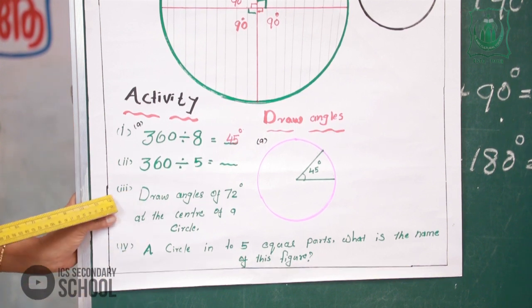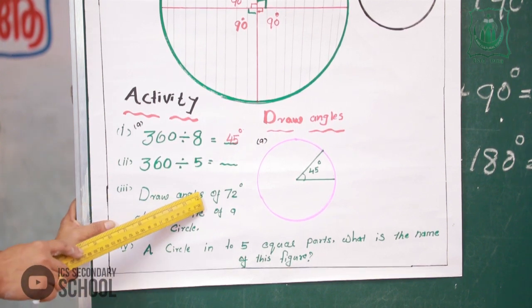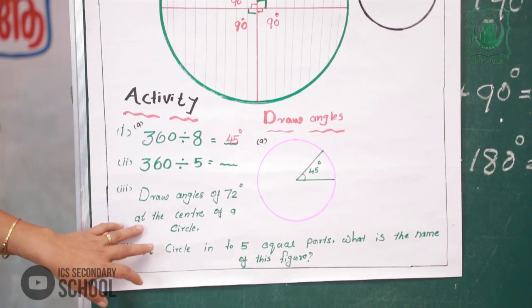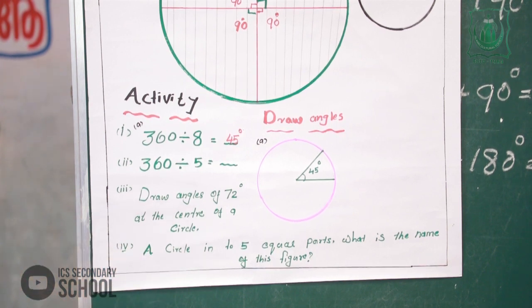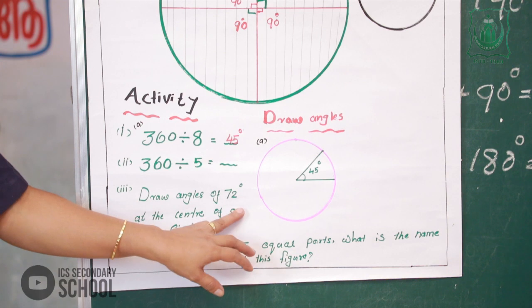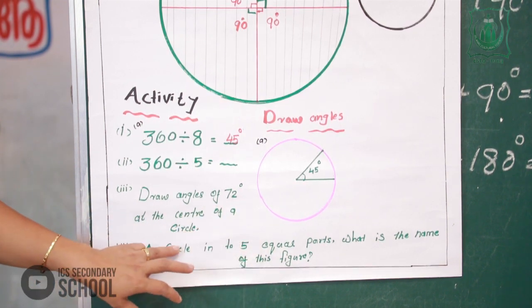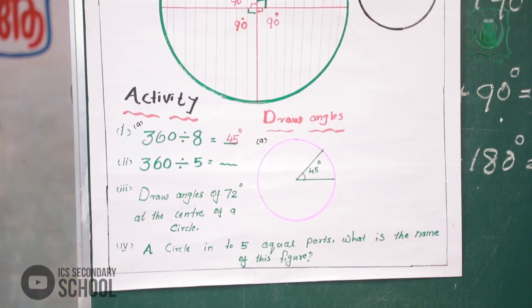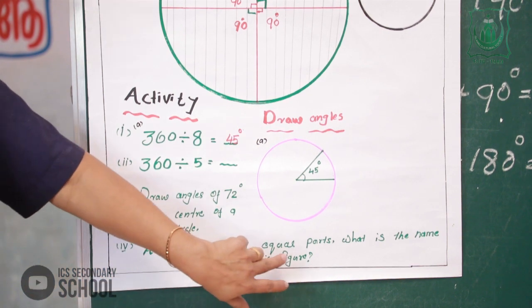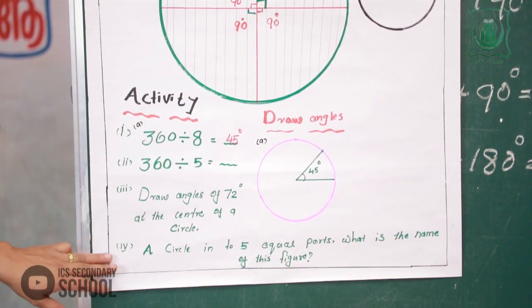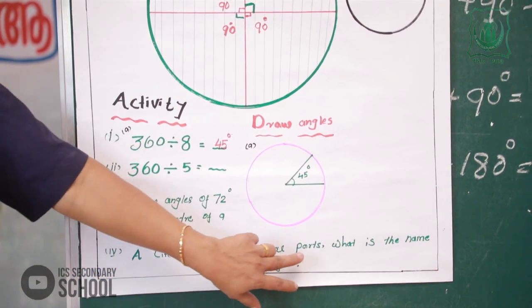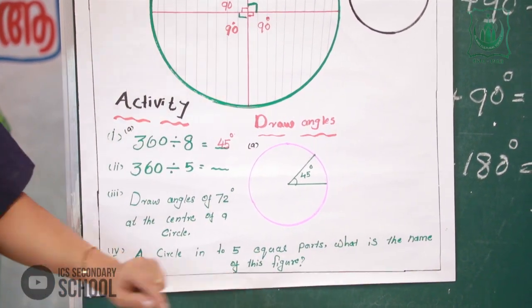And next, question number 3. Draw an angle of 72 degrees at the center of a circle. Next, question number 4. A circle is divided into 5 equal parts. What is the name of this figure?